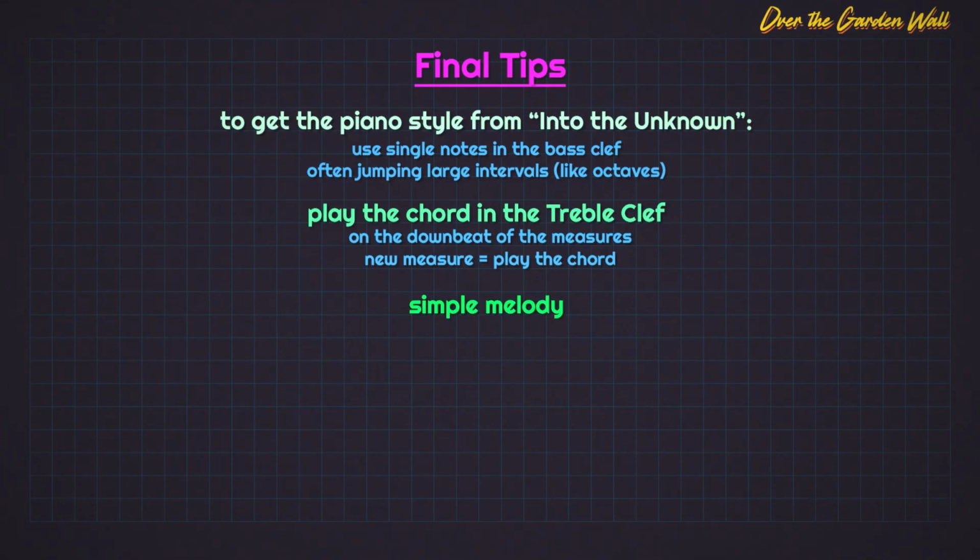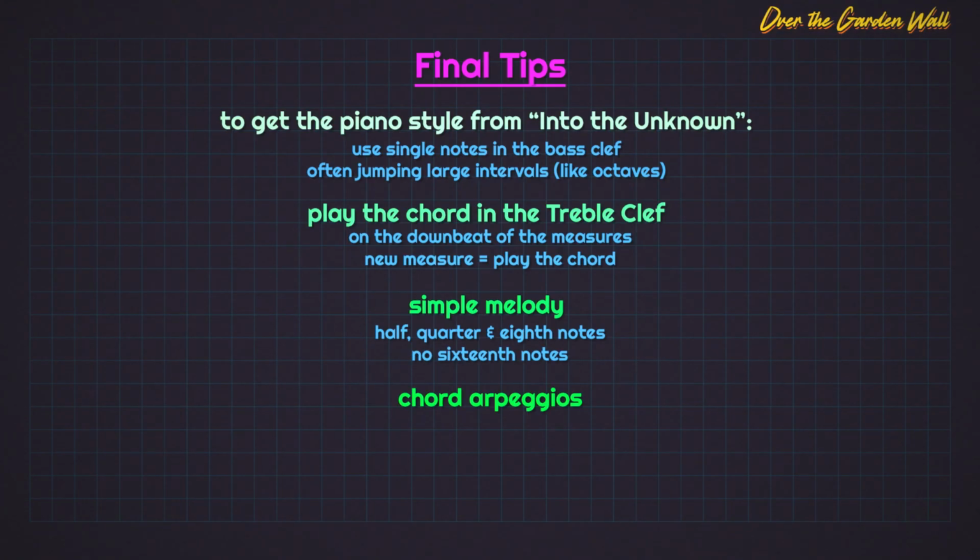For the melody, write simple ones using half, quarter, and eighth notes. We don't want to play anything too fast since that would ruin the feel we're going for, so no 16th notes. And finally, sprinkle in some chord arpeggios. An arpeggio is when you play each note of the chord separately rather than all at once. Here is the final composition using the progression we went over, along with these tips to mimic the Over the Garden Wall style.